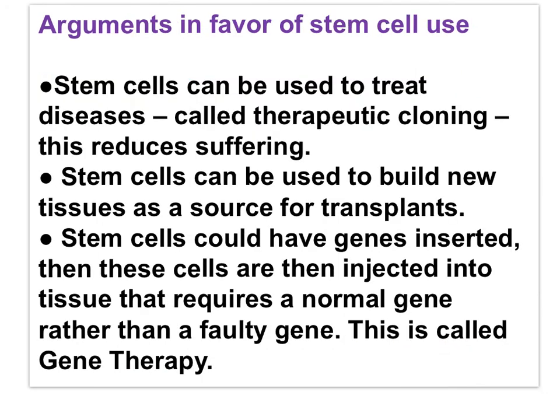The arguments in favor of stem cell use are that stem cells can be used to treat diseases, called therapeutic cloning, and this reduces suffering. Stem cells can be used to build new tissues as a source of transplants. And stem cells could have genes inserted, and then these cells are injected into the tissue that requires a normal gene rather than the faulty gene. This is called gene therapy.